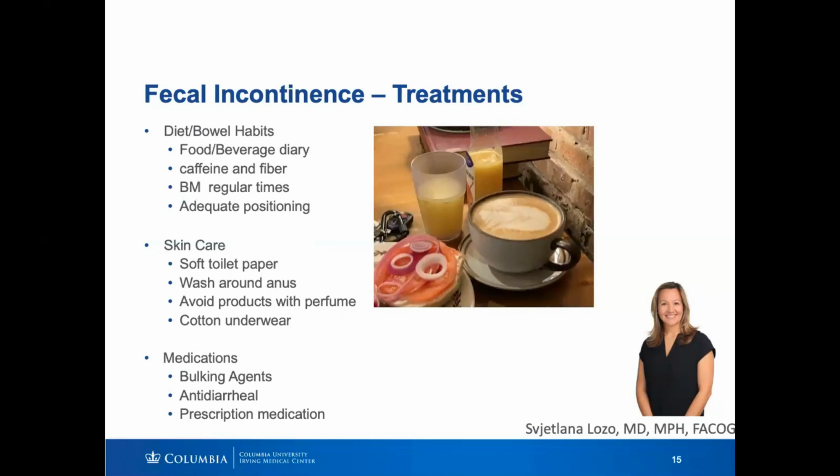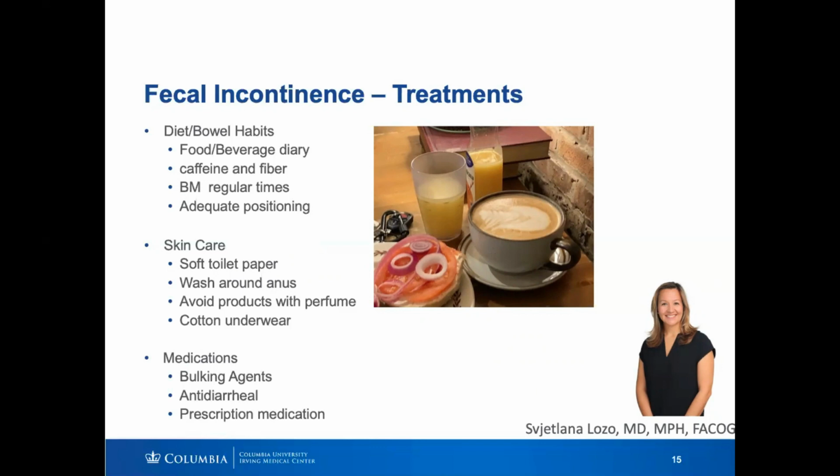We carefully review patients' food and beverage diary, as well as caffeine and fiber intake. When we discuss fecal incontinence, it's important to discuss bowel movements, their stool consistency and frequency with patients, as well as positioning of the patient during the bowel movement.